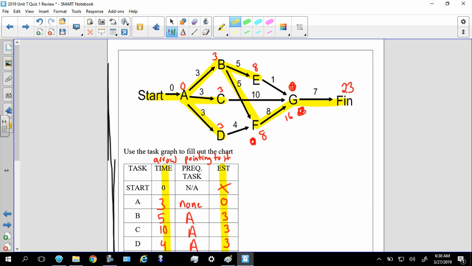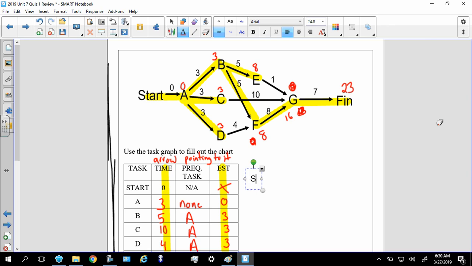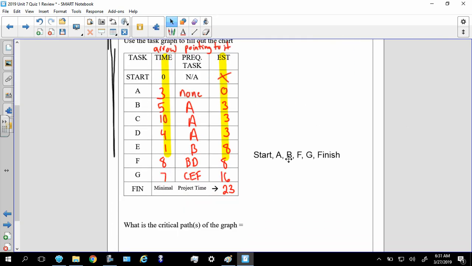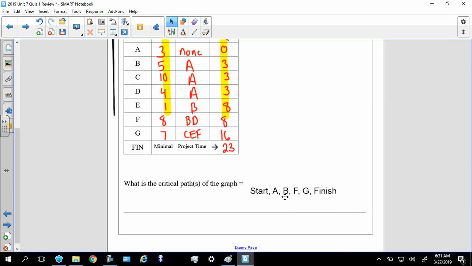G, and then finish. So I'm going to go ahead and just write my critical path right here because I don't think I can fit it all on the screen. Again, beginning with start, A, B, F, G, finish. All right. And for anybody who's OCD, I'm just going to go ahead and put it right there. There you go. Just so you could say I put it on the blank here.